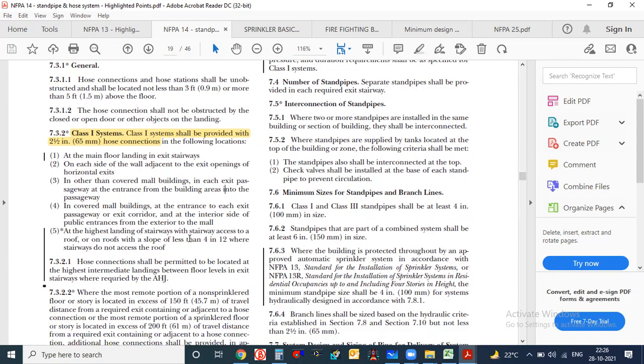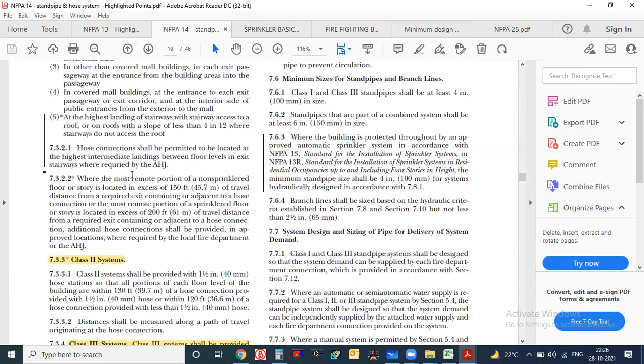At the highest landing of the stairway, some things are given here where you have to place. Mostly we are placing near the staircases or in the corridor areas. Sometimes we place near the lift lobbies also. So this is one thing that is given.